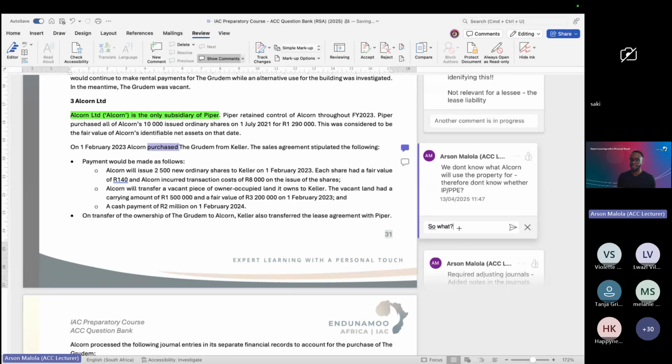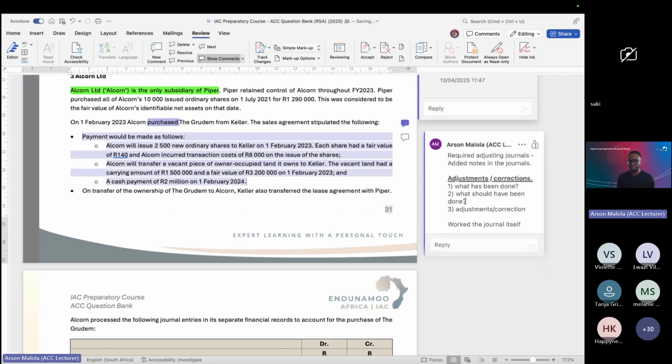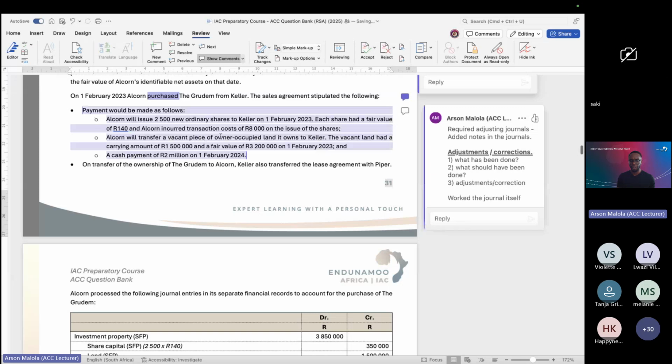And the second question is, can I get some contribution, please, in terms of how Alcorn will account for this acquisition? Like, how do we account for all of this stuff?